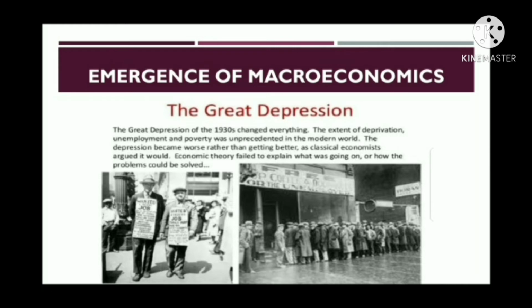J.M. Keynes propounded his own theory and wrote his famous book, General Theory of Employment, Interest and Money, which was published in 1936, and which brought about a revolution in economic thought called the Keynesian Revolution. Keynes criticized the classical assumption of full employment and developed a new theory known as macroeconomics.